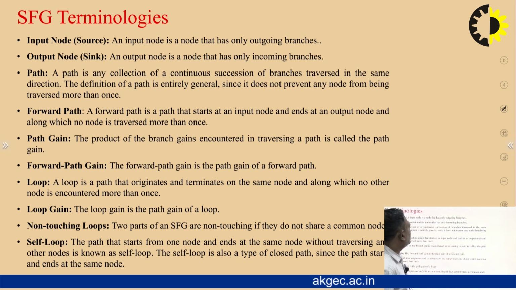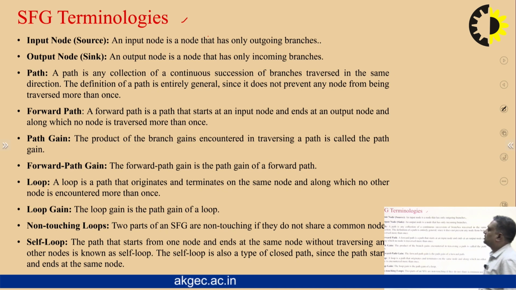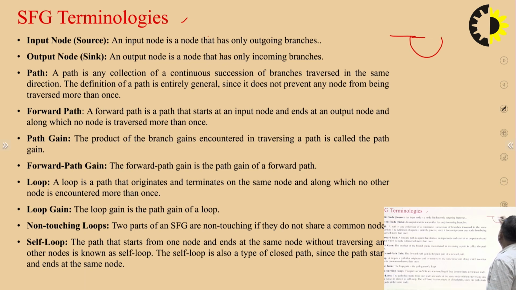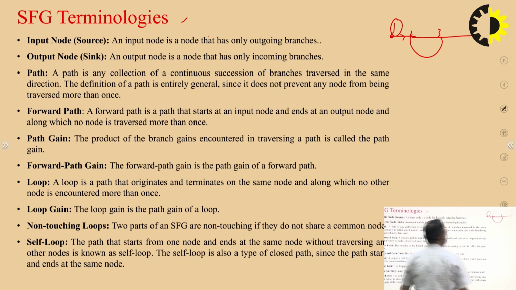Now we will see the various terminologies that can be used in the case of signal flow graph. The first one is the input node, or you can also call it the source node. An input node is a node that has only outgoing branches. If this is your signal flow graph, with nodes 1, 2, 3, then node 1 is the input node. An output node is a node that has only incoming branches. Let us suppose another node is A and you have a transmittance like this; then node 4 is the output node.